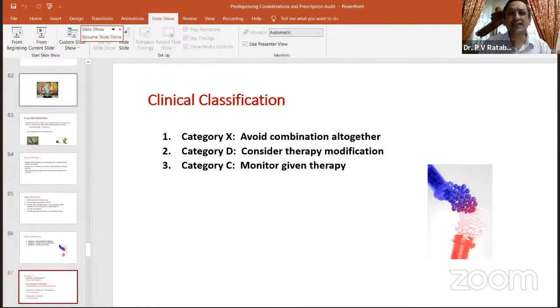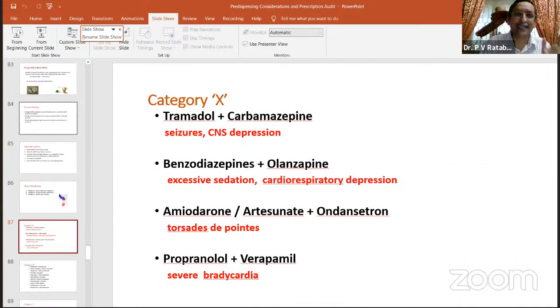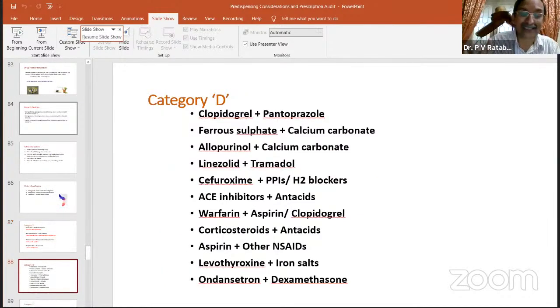This is a clinical classification. Category X, you have to avoid totally: tramadol plus carbamazepine, benzodiazepine, olanzapine, amiodarone, ondansetron, propranolol, verapamil. Just to give a few examples, especially tramadol and carbamazepine. Clopidogrel, pantoprazole. This is something very, very common. Whenever a doctor prescribes clopidogrel for heart condition, he invariably prescribes PAN40, pantoprazole. You will agree with me. But PAN40 can decrease the effect of clopidogrel. So this heart patient, poor fellow, does not get the benefit of clopidogrel, whereas he gets pantoprazole unnecessarily.